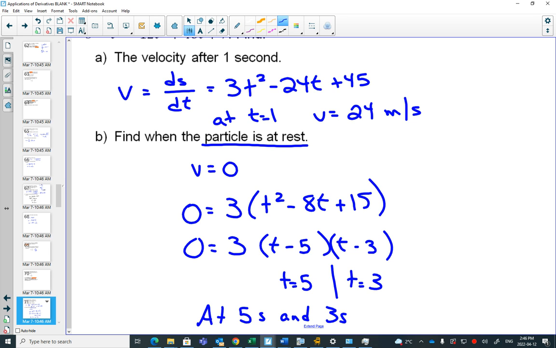Make sure I include my units, so at 5 seconds and 3 seconds, it is at rest. Well, I put the statement because you could have included the units here, but I just wanted to make sure that we included the units. I would have accepted if you put a little seconds by the t equals 5 and t equals 3. I'd be fine with that.